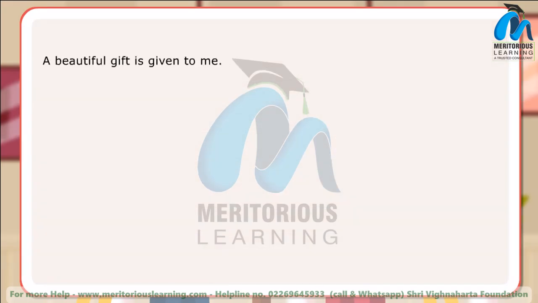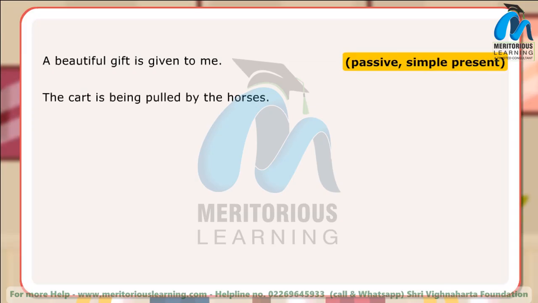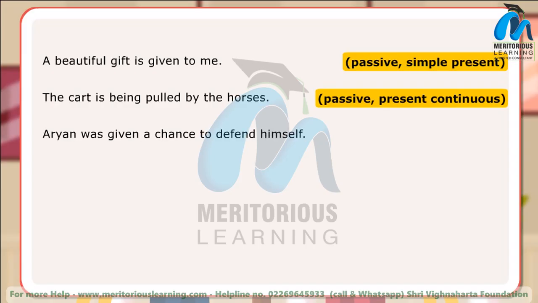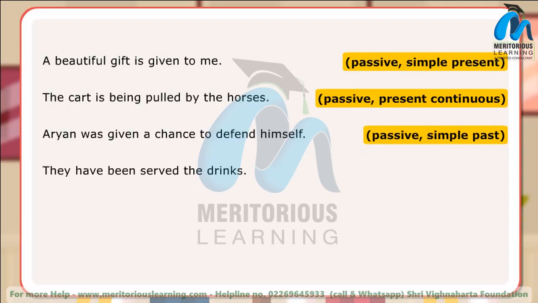A beautiful gift is given to me. Passive simple present. The cart is being pulled by the horses. Passive present continuous. Aryan was given a chance to defend himself. Passive simple past. They have been served the drinks.